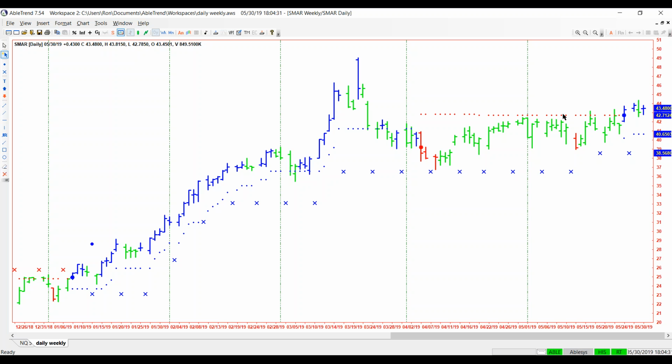And the red dots are resistance, stops the price from going higher, like you can see over here a couple times, over here a couple more times. The blue X's below is the weekly support under the price. It's telling you there's a roadblock there. It's going to block it from going lower. And it went right to the red X.